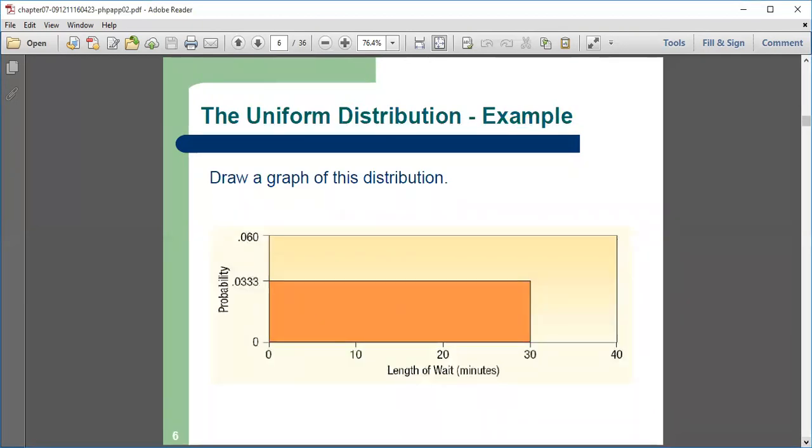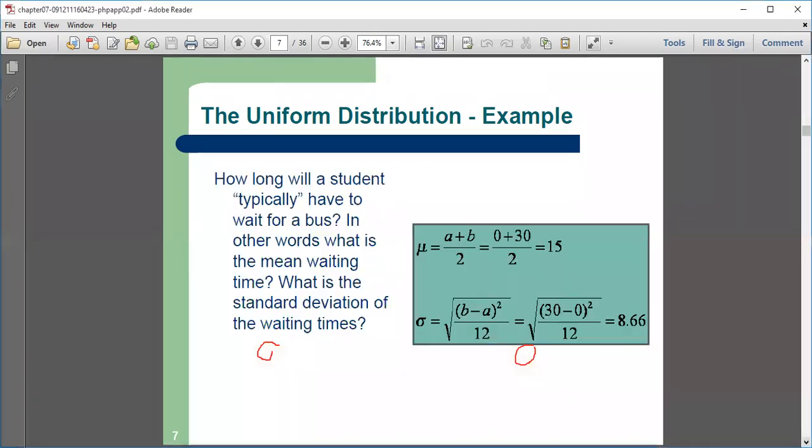You can see that here we have drawn the area under the curve, which starts from 0 to 30. Here we have the time from 0 to 30, the length of the wait, because after every 30 minutes the bus will arrive at the station.